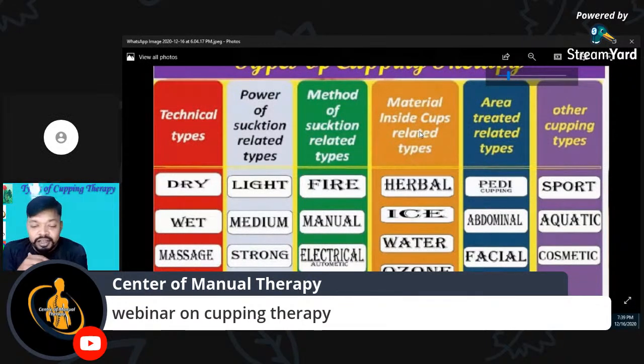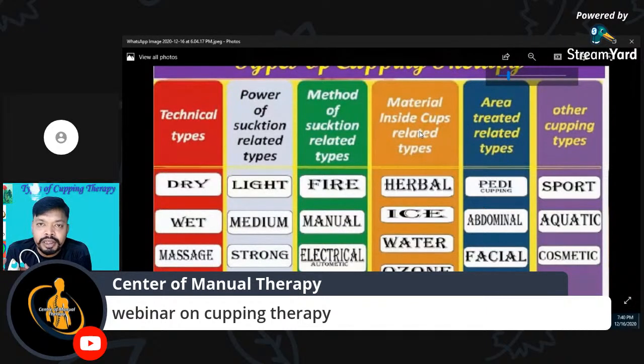Okay, thank you. So this is the main issue during cupping therapy. Technically, we commonly know there is dry and wet. But technically you can divide cupping into four types: dry, wet, massage, and flush. Dry is when you use this plastic cup set by pulling the pump, and you can stay for a minimum of 5 to a maximum of 15 minutes.